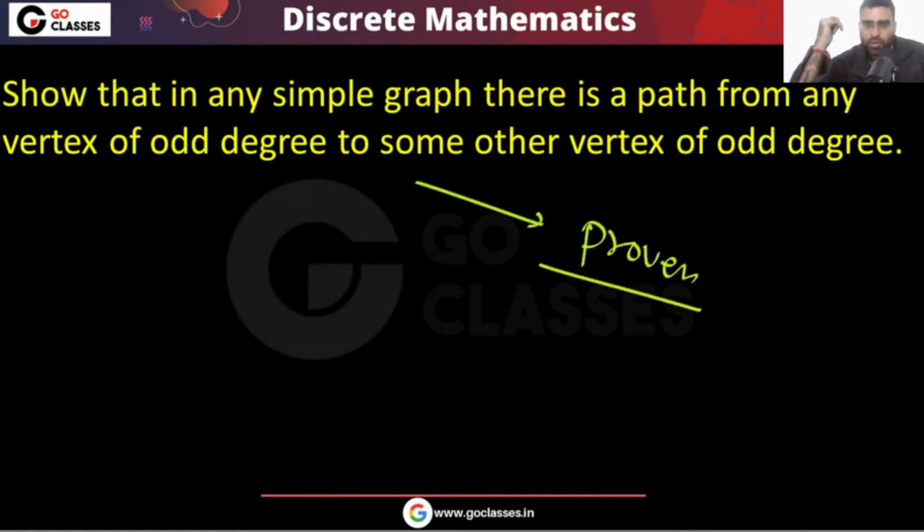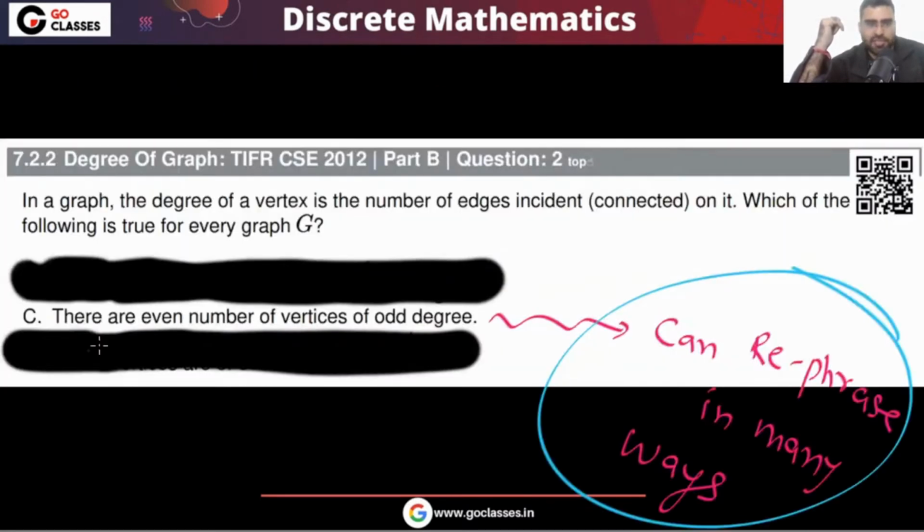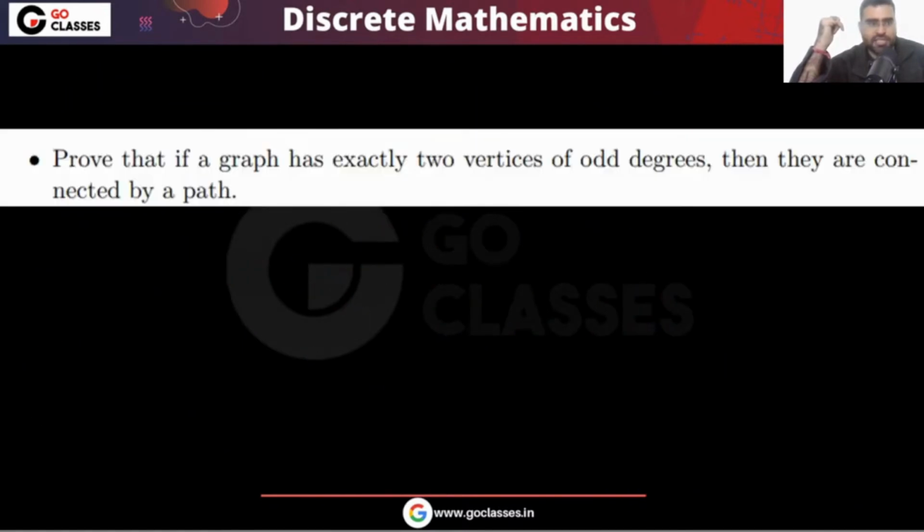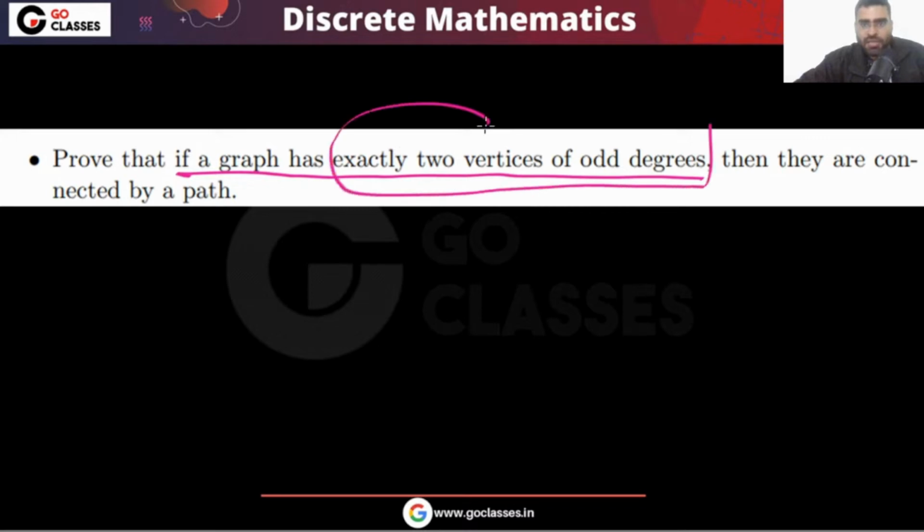What is another way to say this same statement? This option number C you can rephrase in many ways. Let me give you another way. Read this question: if a graph has exactly two vertices of odd degree, they must belong to the same component. Is this correct? Is this true?